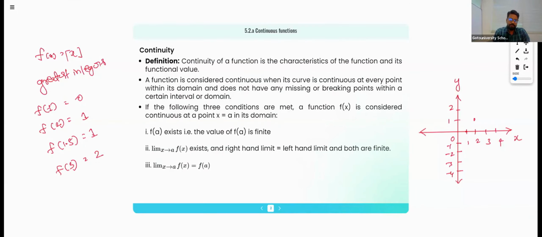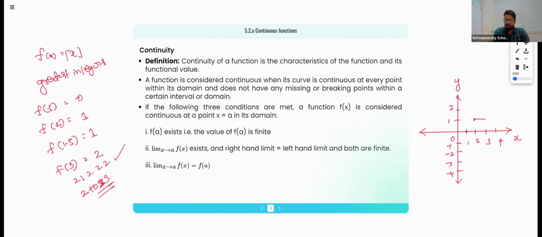So anywhere from 2.1, 2.2, 2.3, any value you take from 2 to a number less than 3, it will take an integer value, right? So it will be coming like this.